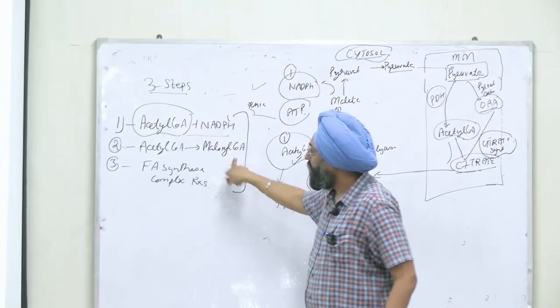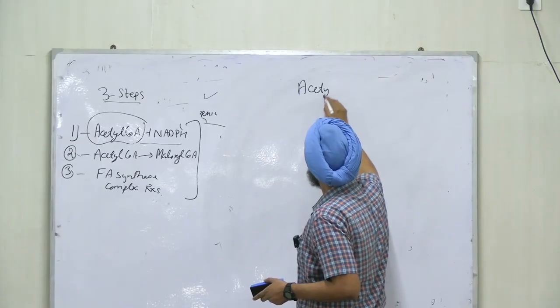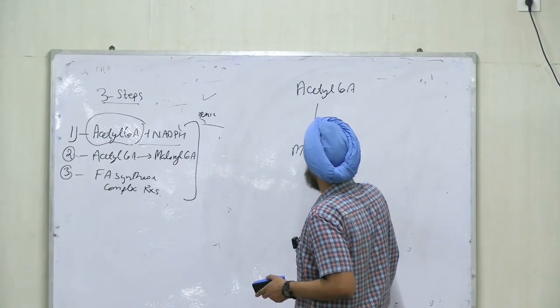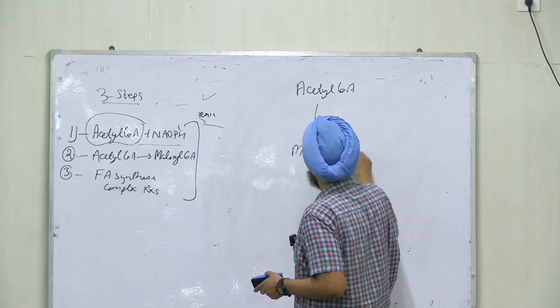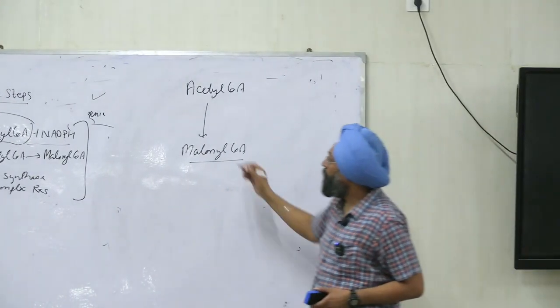Now coming on to the second reaction, conversion of acetyl-CoA into malonyl-CoA. Let's see this acetyl-CoA. It is converted into malonyl-CoA, and it is a carboxylation reaction. So what we will add?